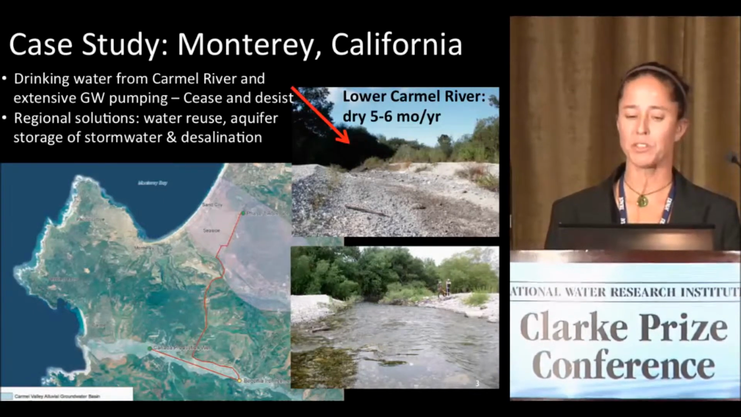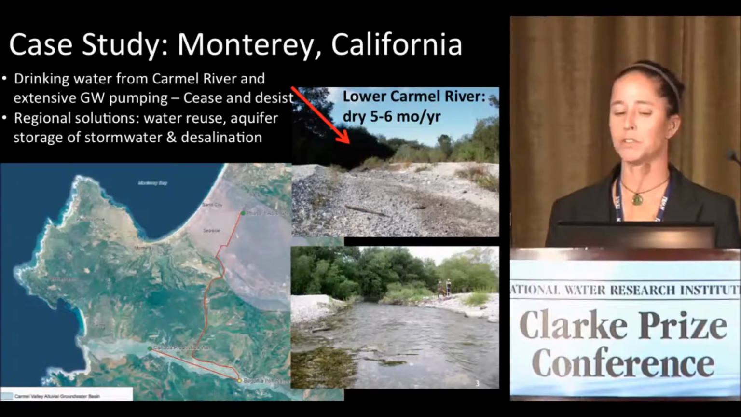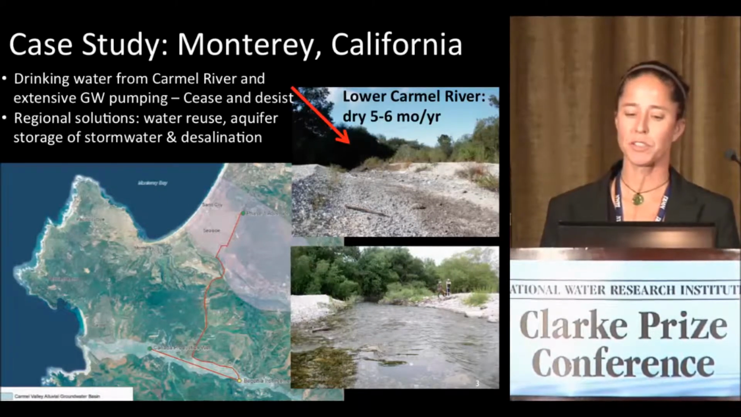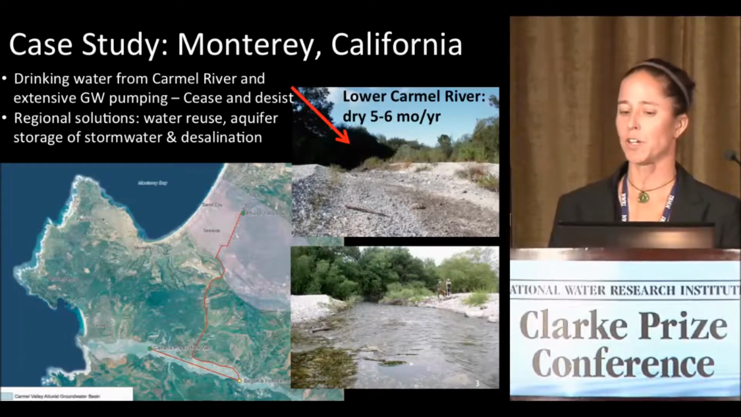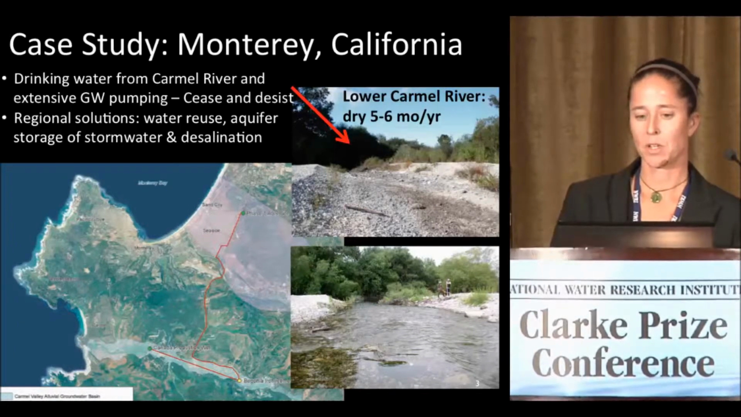So they're thinking about regional solutions, which include water reuse, desalination, but they're also seriously considering aquifer storage of stormwater, because there's a lot of stormwater in this area that just goes directly out into the ocean.